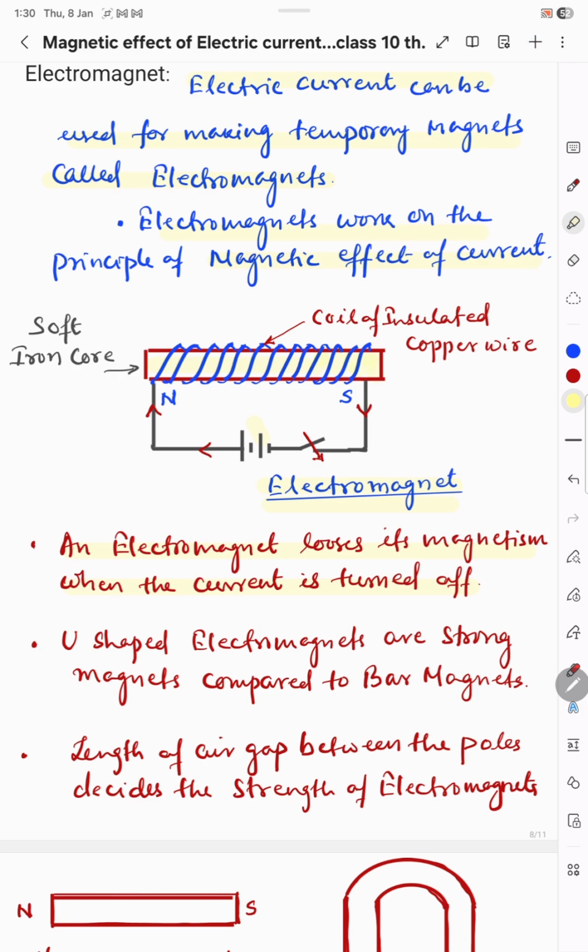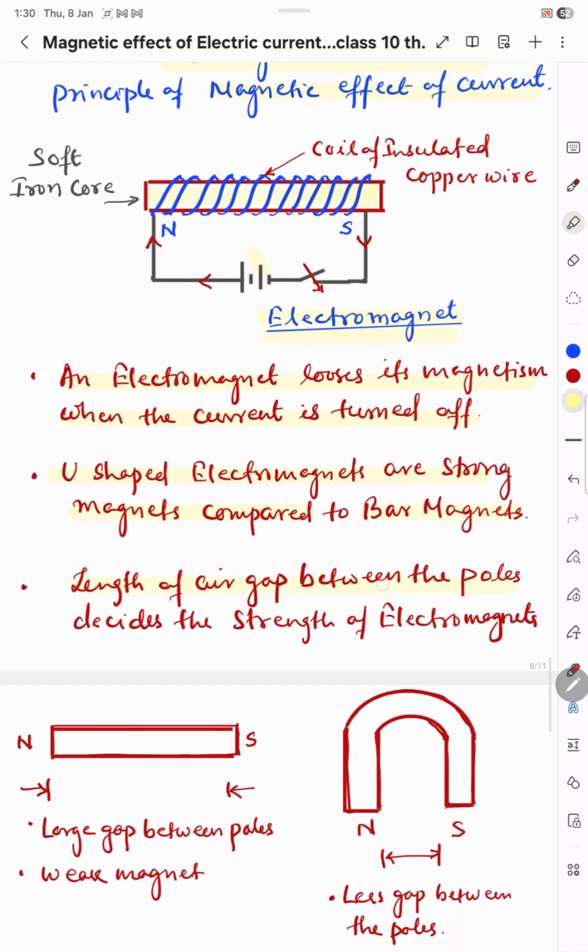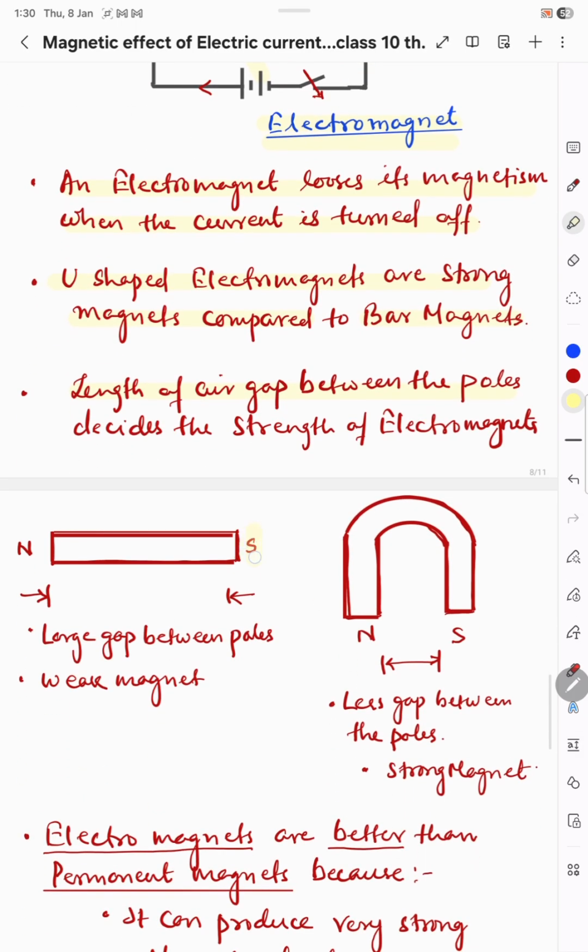Another important point is that U-shaped electromagnets are strong magnets compared to bar magnets. So U-shaped magnets are strong magnets compared to bar magnets. This is dependent upon the length of the air gap between the poles. Now see, we have a bar magnet here. This is the south pole, this is the north pole. So the gap between this north and south pole is quite large. Now if you see this U-type magnet, you can see the north pole and south pole are very near to each other. So there is less gap between the poles, so it creates a strong magnet.